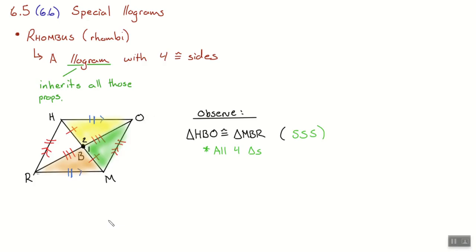HBO and MBO, they have to. What do 1 and 2 have to add up to together? Why? It's a linear pair. They form a straight line. And if these 2 are the same and they have to add up to 180, what are all 4 of these angles formed by those?